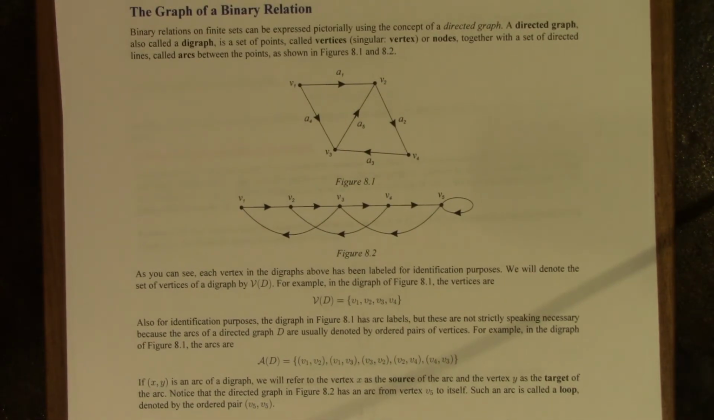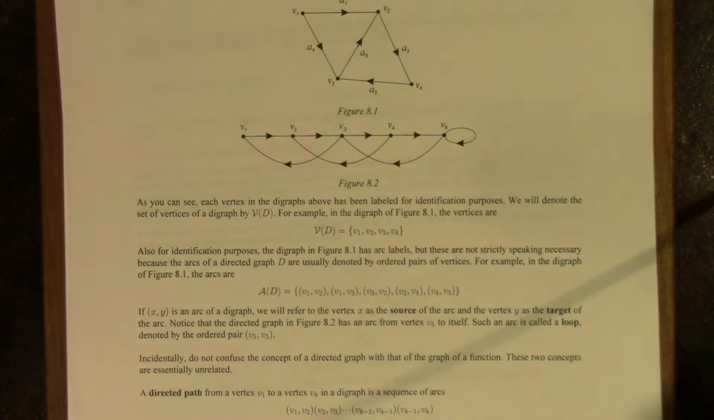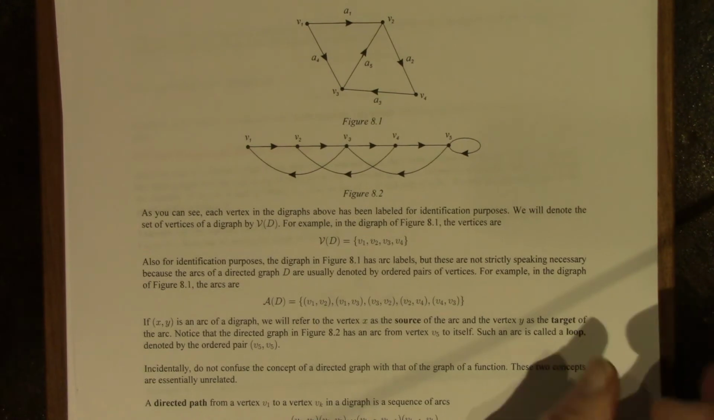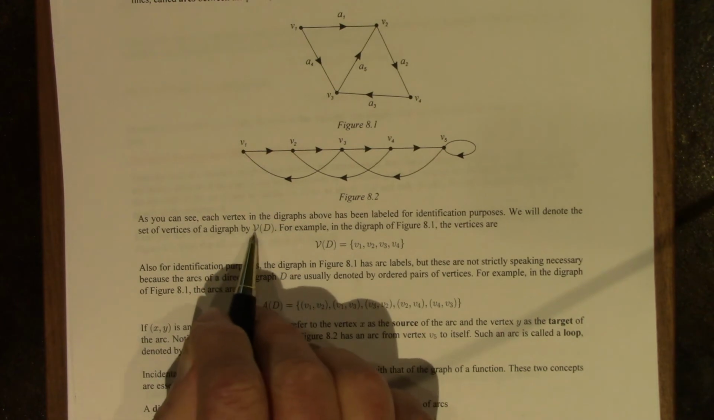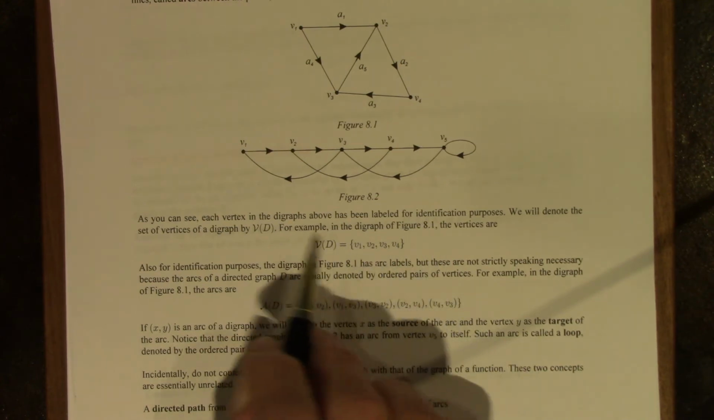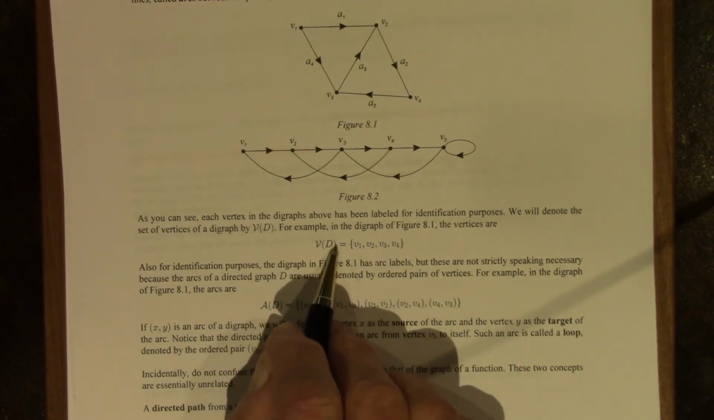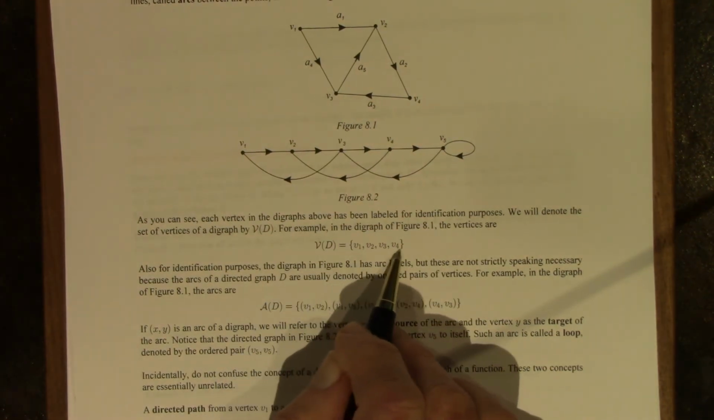The use of the term graph here is quite different from the way you use it in calculus when you graph a function. This is a different kind of graph. As you can see, each vertex in the digraphs here is labeled for identification purposes. And we'll denote the set of vertices of a digraph by script V of D, where D is the digraph. So, for example, in this figure, the vertex set is V1, V2, V3, and V4.